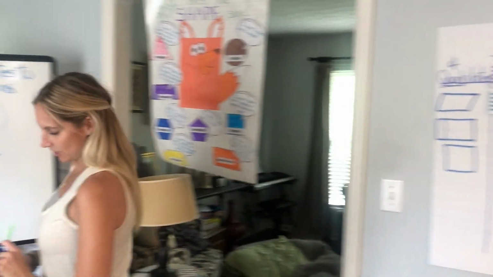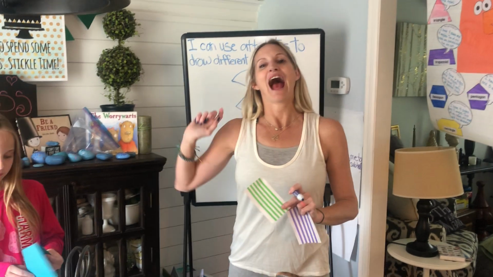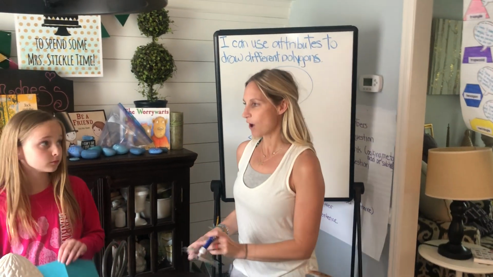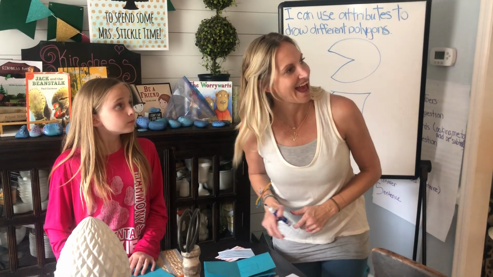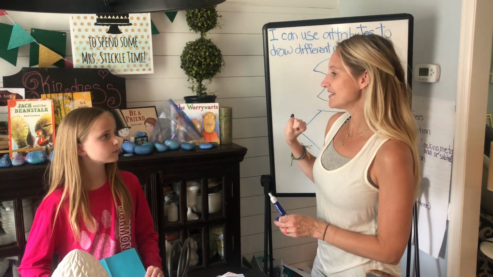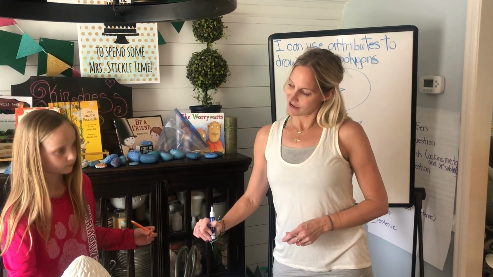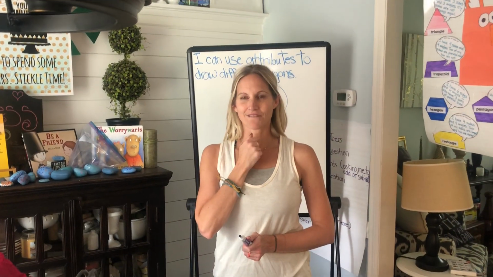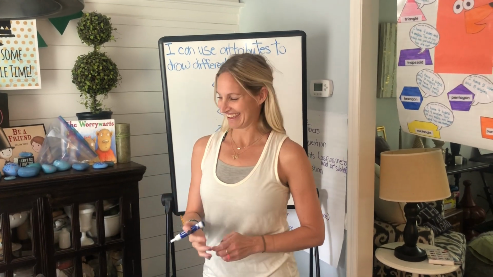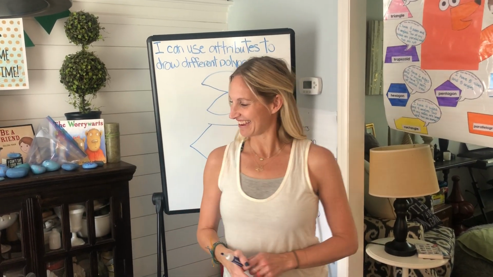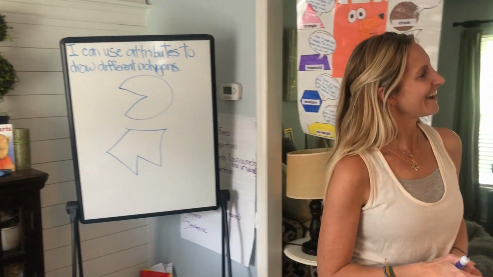And on this section, are you ready? I would like for you to draw a polygon that has 5 sides and 5 angles. Try again, it's okay. Okay, 5 sides and 5 angles. 5. Okay. All right.